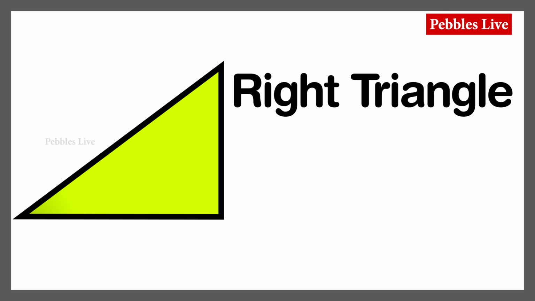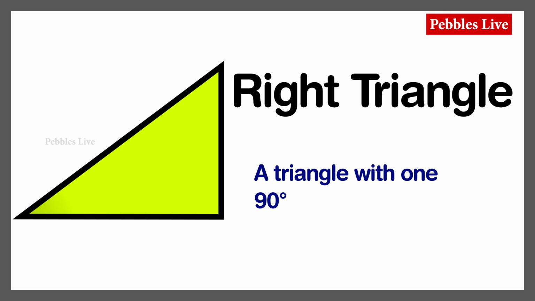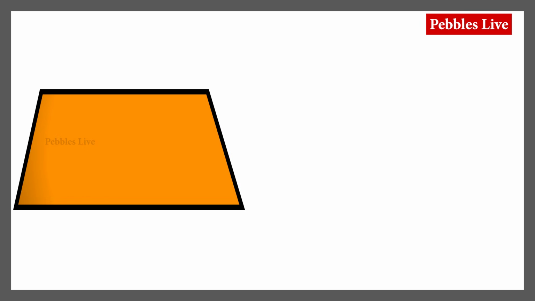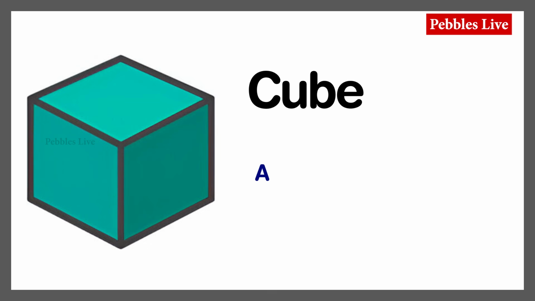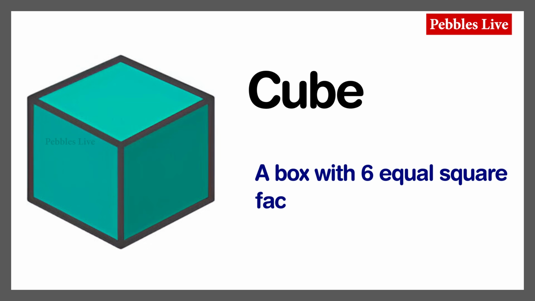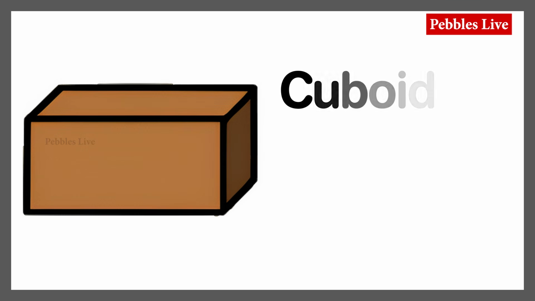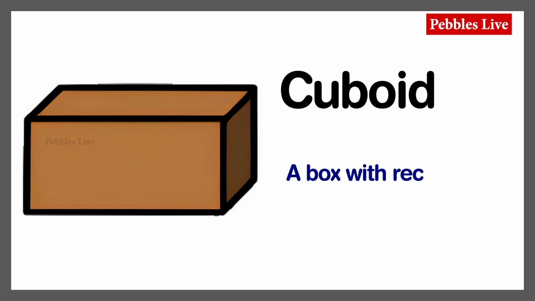Right triangle, a triangle with a 90-degree angle. Trapezoid, a four-sided shape with one pair of parallel sides. Cube, a box with 6 equal square faces. Cuboid, a box with rectangle faces.